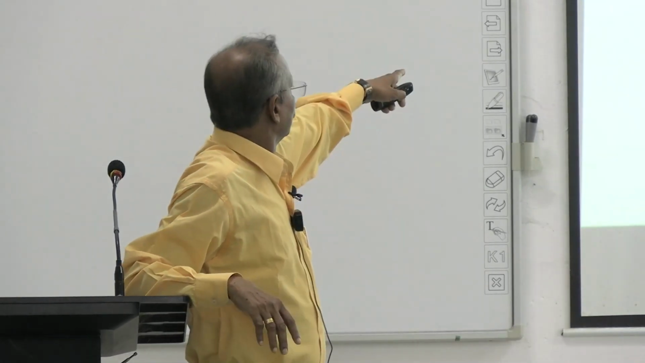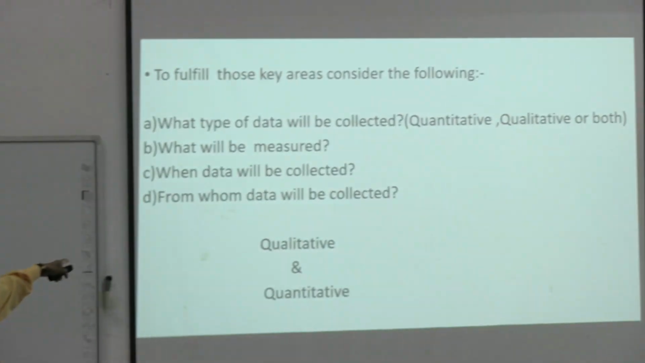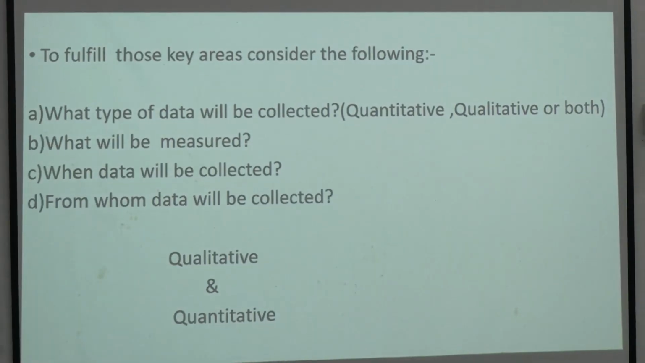Next, from whom will you collect data? Here you see, the target population is mothers of infants or mothers of newborns. Who are the stakeholders? Family members, husbands, mother-in-law, other committee members. So, these are the stakeholders. You have to collect information from all of them also.